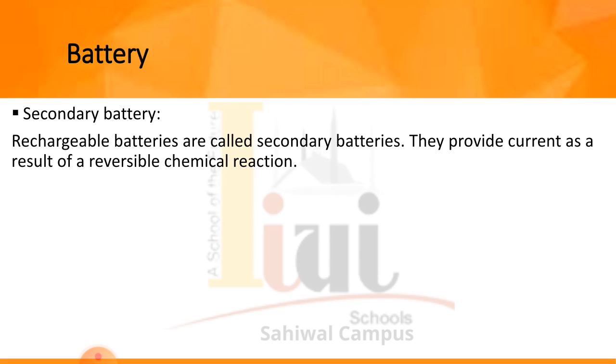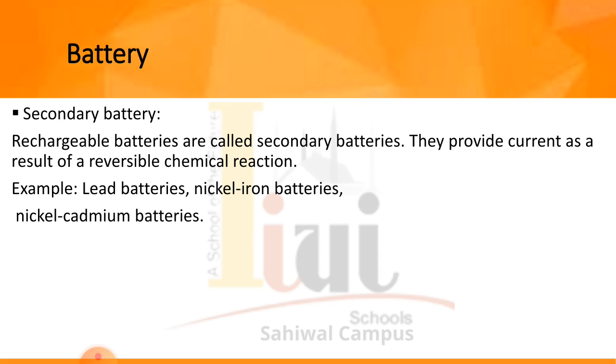In reversible reactions, there is no need to replace the chemical; we can use it again and again. They provide current as a result of reversible chemical reactions, and such batteries are known as secondary batteries. The cells connected in a series to form such a battery are known as secondary cells. Examples are lead batteries, nickel iron batteries, and nickel cadmium batteries.